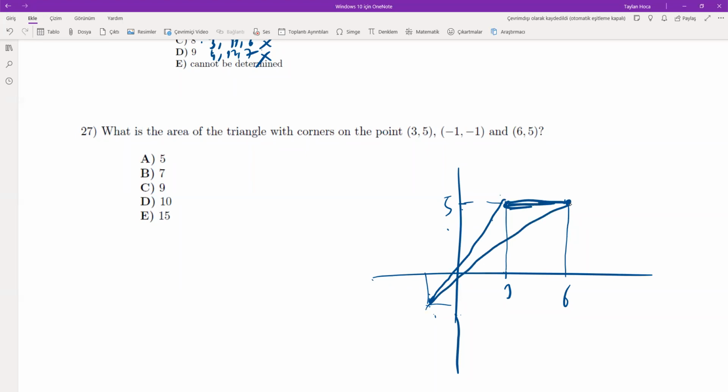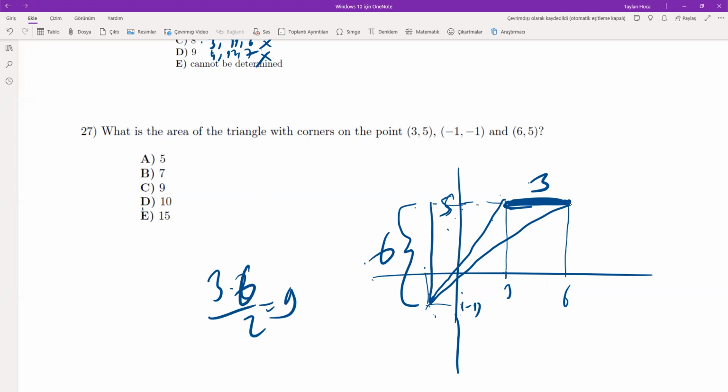Since they have the same y, I use this. This distance is 3, and height can be easily found by 5 minus -1, because height is on the y-axis, so it is 6. So 3 times 6 over 2 is 9. I just do a quick sketch and find the area.